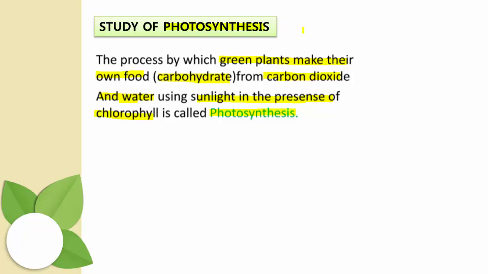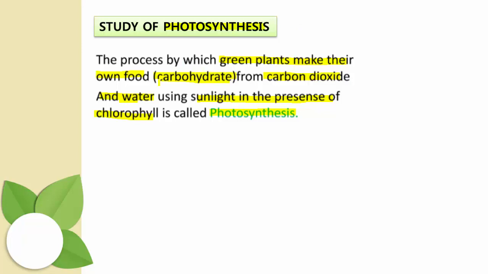In a simple way, the food preparing process shown by the green plants is called photosynthesis. Because of the photosynthesis only, the green plants are called autotrophs. They have the ability to synthesize their own food. Because of that reason only, the green plants are called autotrophs as they prepare their own food material. The food which is prepared during photosynthesis is nothing but carbohydrate.